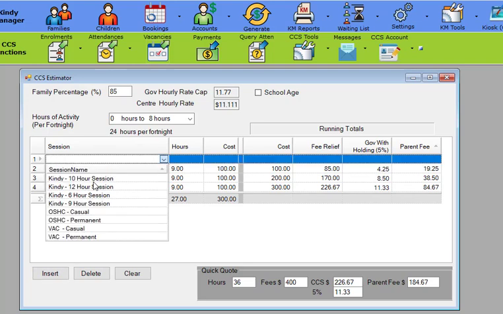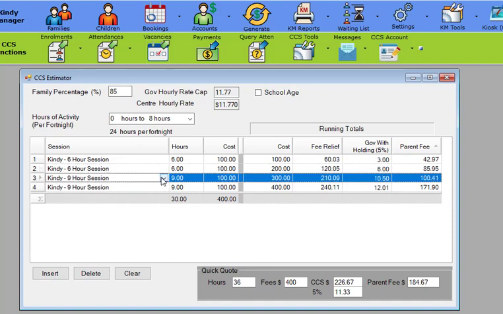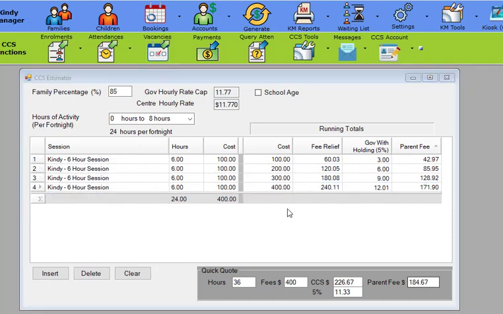Now let's put that into practice with a 6-hour day and maximize the 24 hours. So what the 6 hours per session is doing is simply, once again, giving mum a bill that is going to be consistent week to week.